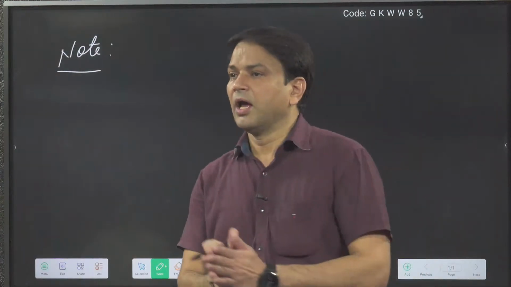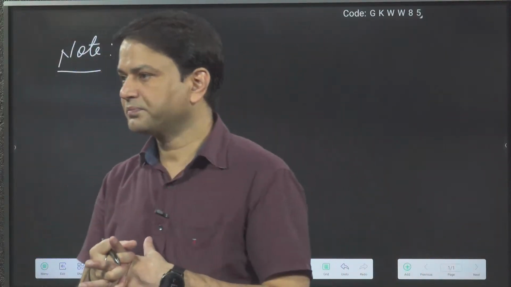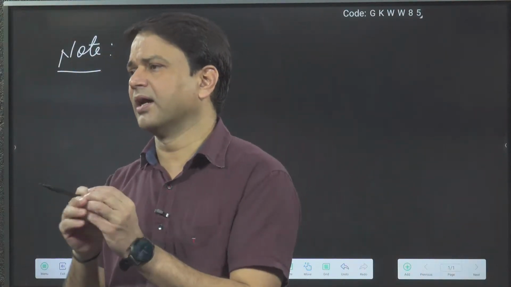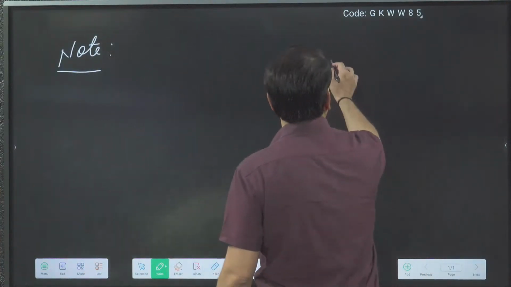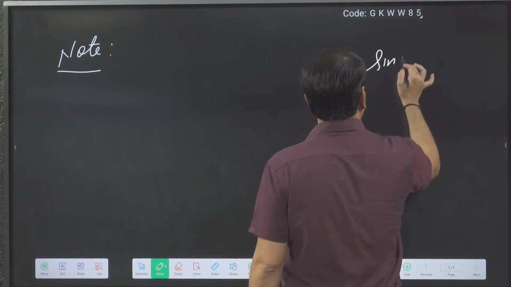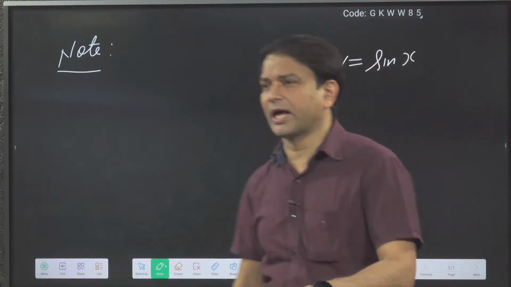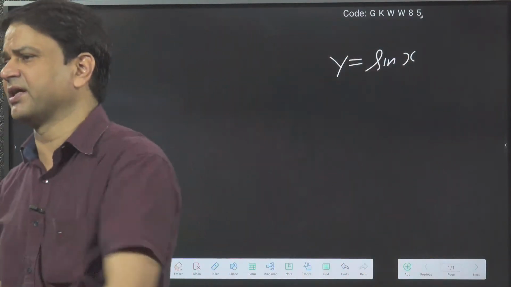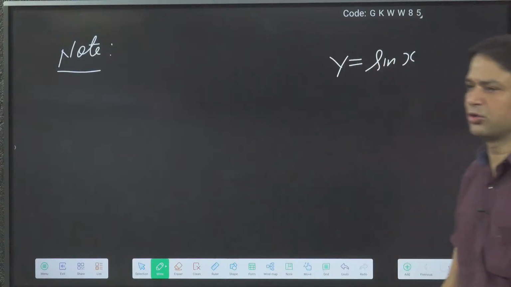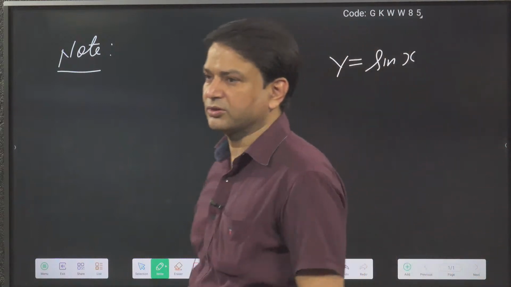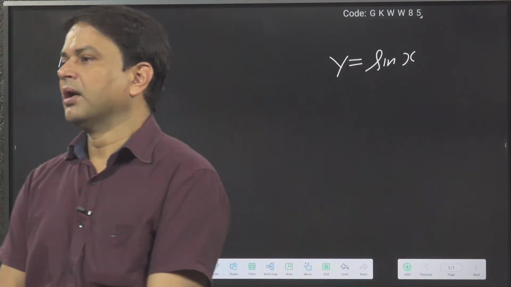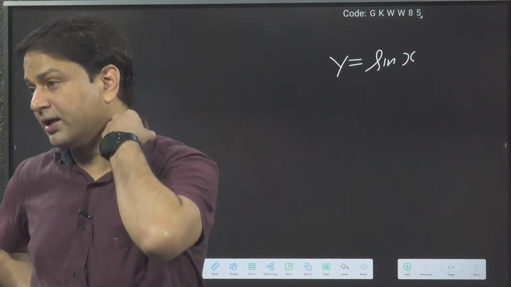Now listen. Suppose I am writing y is equal to sine x, or y is equal to sine theta. If I ask what is the dimension of x, what does x represent here? If I am writing y is equal to sine x, what does x represent here? So x represents an angle.